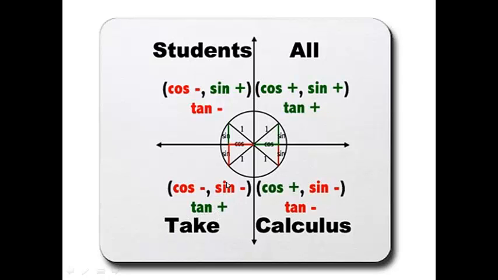That's the one that's positive. These two are negative. And for cosine, or C, we have calculus. So all students take calculus. All of them are positive. Only sine is positive, S for student. Only tangent is positive, T. And only cosine is positive for calculus. That's to help you remember.